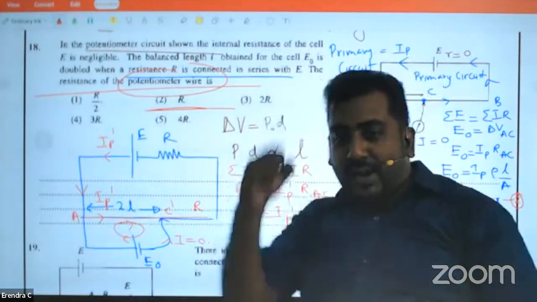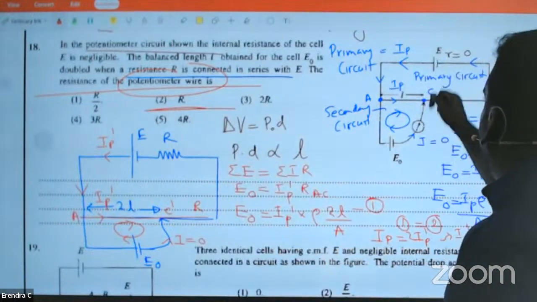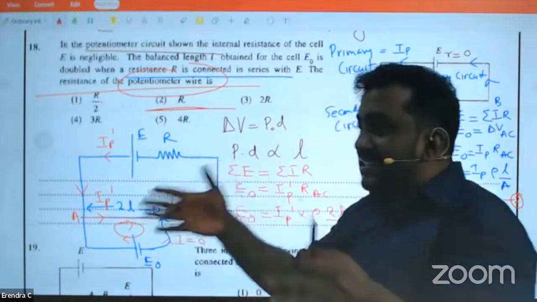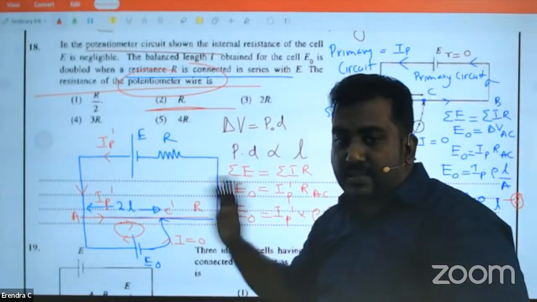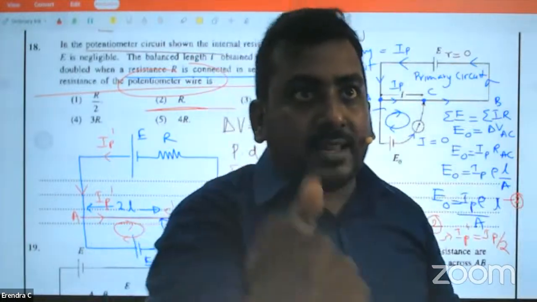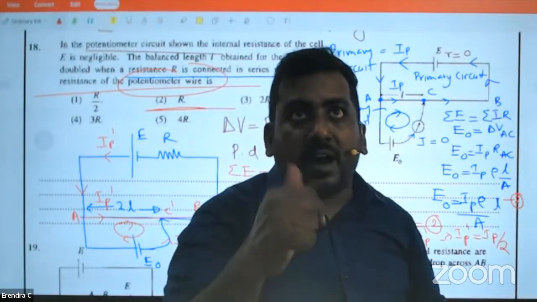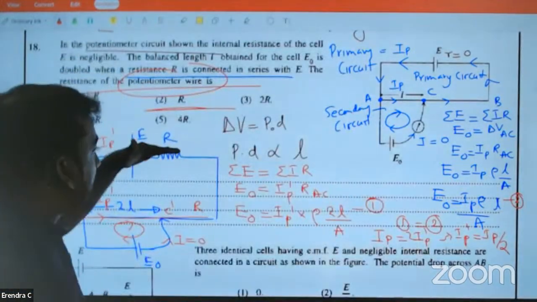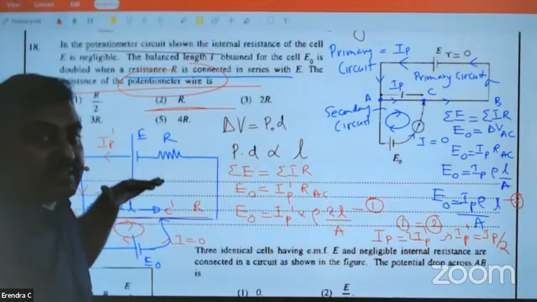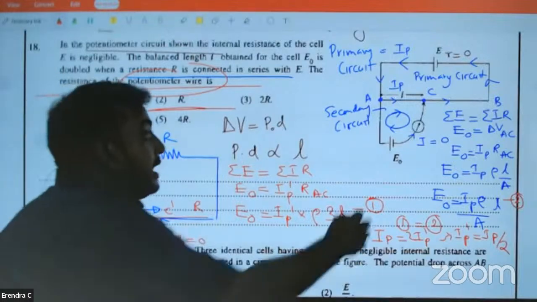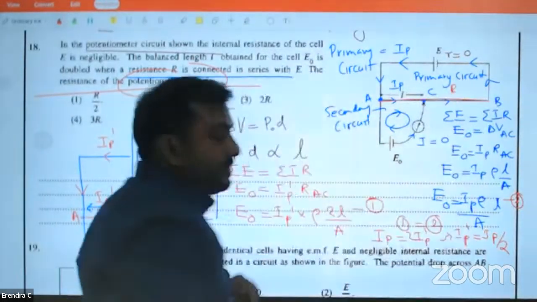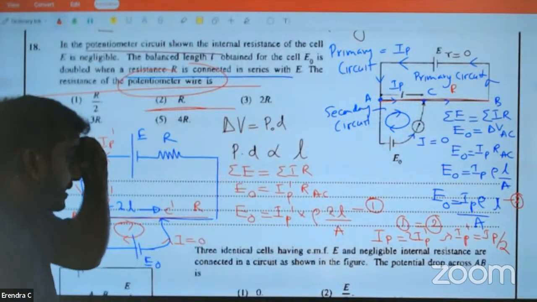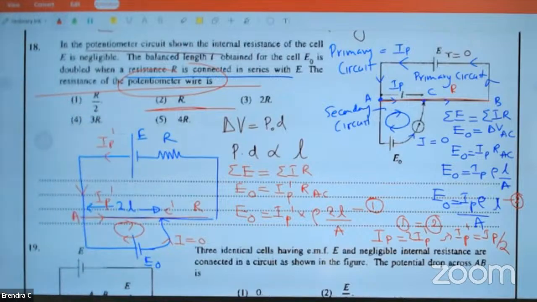If you are doing this in your head, look at this carefully. When I put in series, length has doubled, and E naught has not changed. Length has doubled means current has become half. Current has become half means resistance has doubled. The resistance I put is equal to the resistance which was there in the beginning. In the beginning only this is there, resistance R. So whatever I put, this resistance is also equal to R.